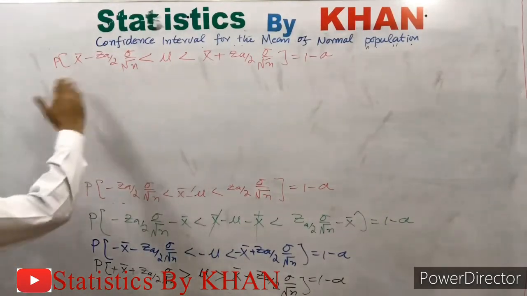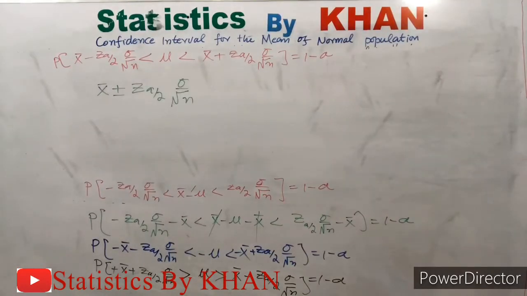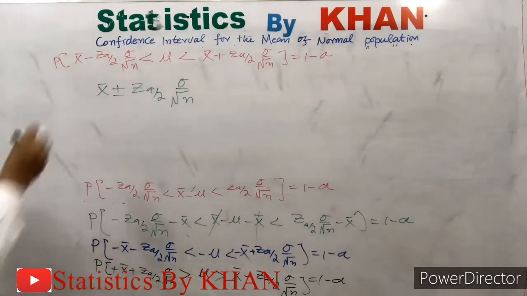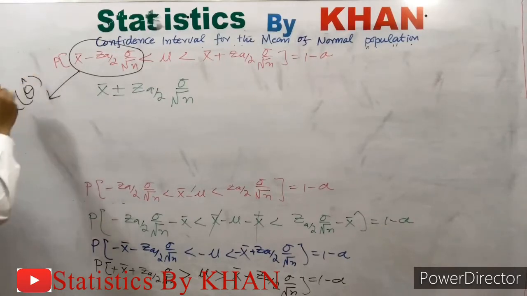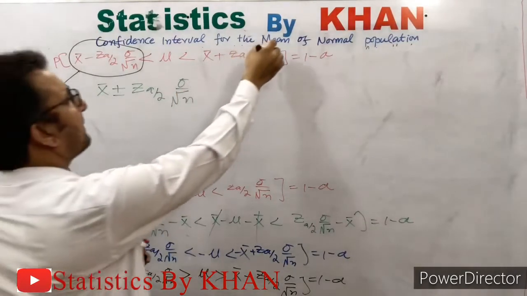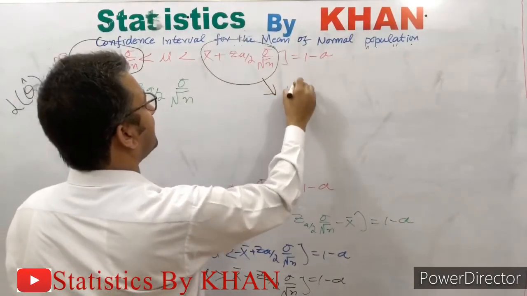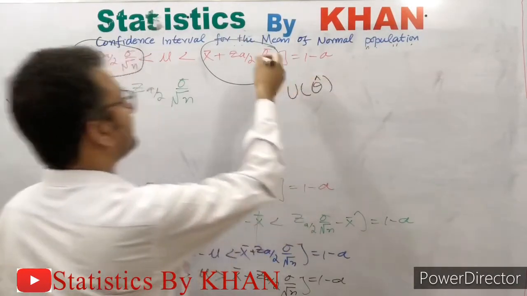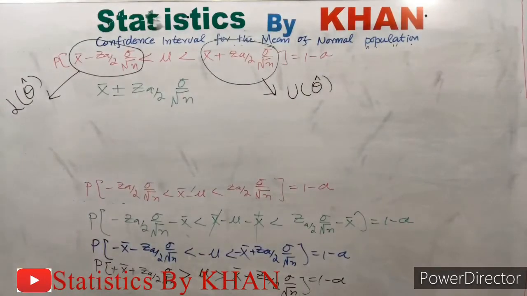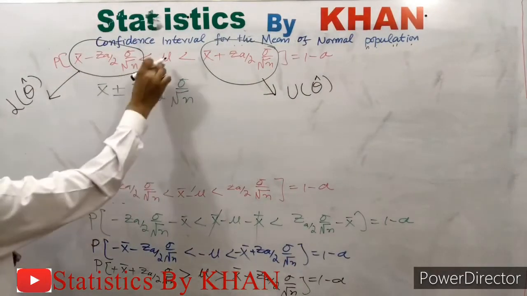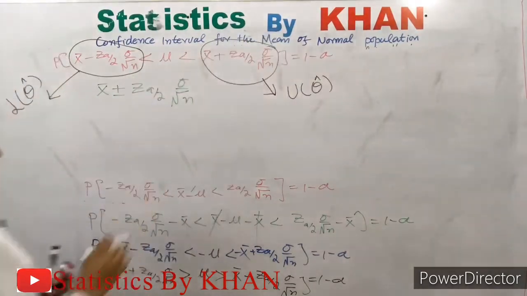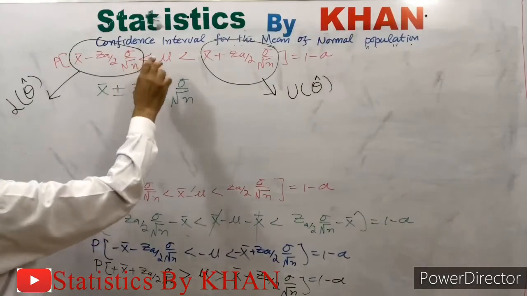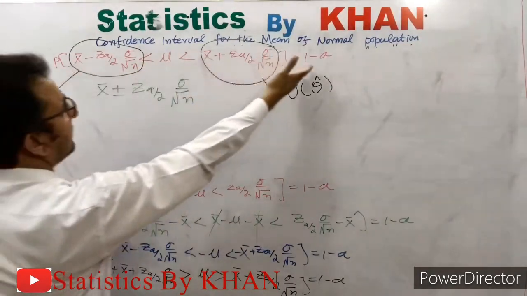In compact form, this can also be written as, as we have mentioned in one of the lectures, we are constructing two limits. So now these are those limits. This is the lower limit, which once we represented by L theta hat, and this is the upper limit, which once we represented by U theta hat in that lecture. In between these two limits, mu is expected to lie, with this probability: the probability that mu lies within these two limits is 1 minus alpha.